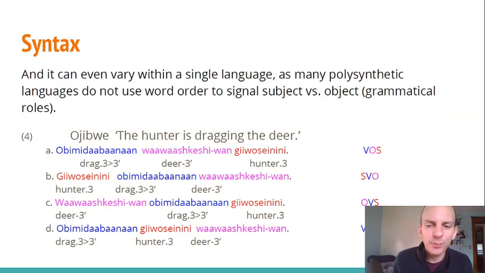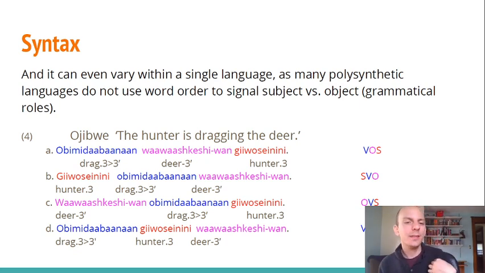Furthermore, with regards to word order, one last thing is that languages don't necessarily have to choose just one pattern. They can instead have variable word order. Here we see a good example from a Native American language, Ojibwe, an Algonquian language, where you see the same topics, the same meaning. All of these four sentences that you see, A, B, C, and D, they all mean that the hunter is dragging the deer.